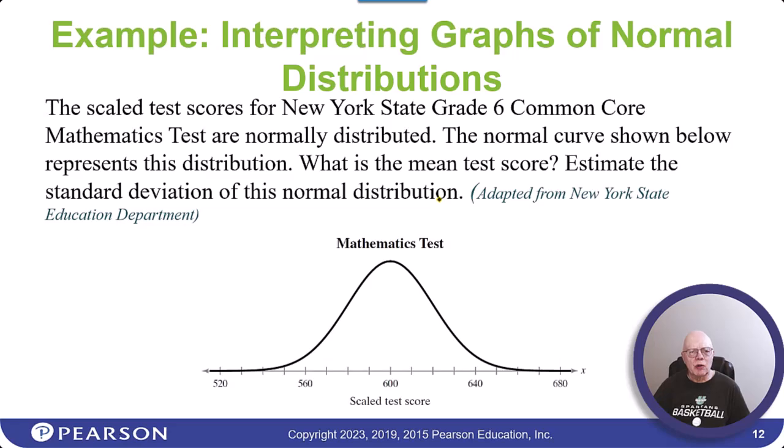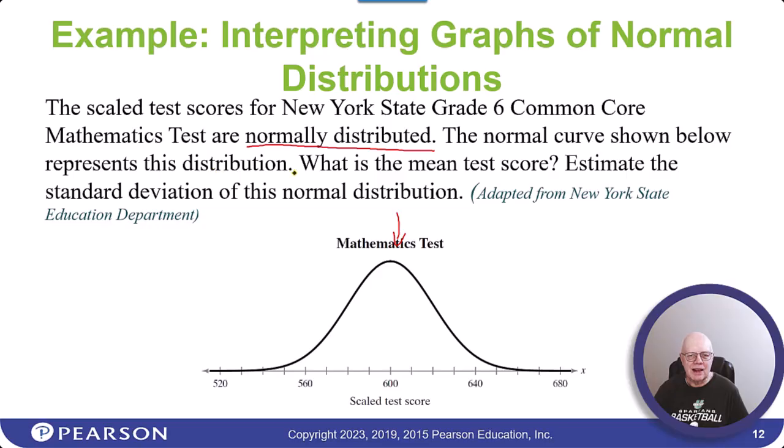Now let's get to some real numbers. We're talking about some test scores for New York State on a grade 6 mathematics test. Notice, first of all, and this is very important, what do we know about that curve? Because what we know about that curve is going to lead us in one direction or the other, or a third or a fourth direction. They're normally distributed, so you've got this bell-shaped curve. Notice the symmetry. You could fold it on itself. The normal curve shown below has this distribution.